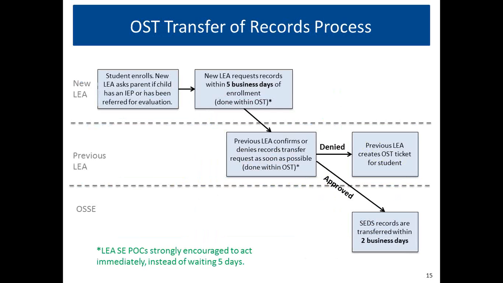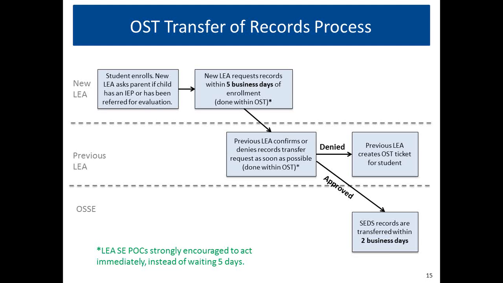Again, here is an overview of who's in charge of what. The new LEA needs to ask the parent directly if the child has an IEP or has ever been referred for evaluation or is perhaps in the middle of an evaluation. And as a new LEA, you immediately request those.